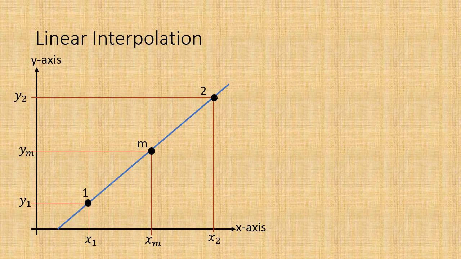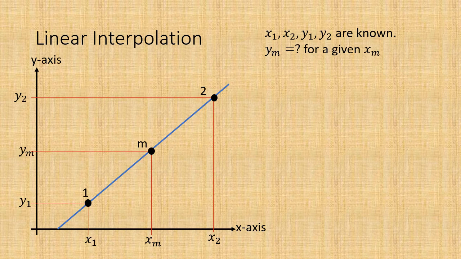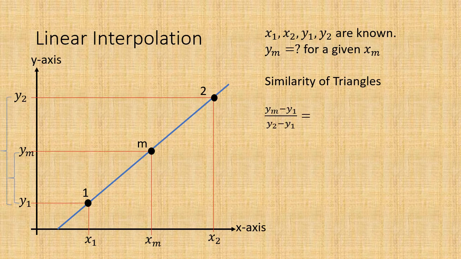Let's say we know the x and y values for both points 1 and 2, and we want to find the y value of point M for a given x value xm. We can use the similarity of triangles to come up with a relationship. The similarity of triangles can be remembered in an easy way. Small vertical length divided by big vertical length is equal to small horizontal length divided by big horizontal length.